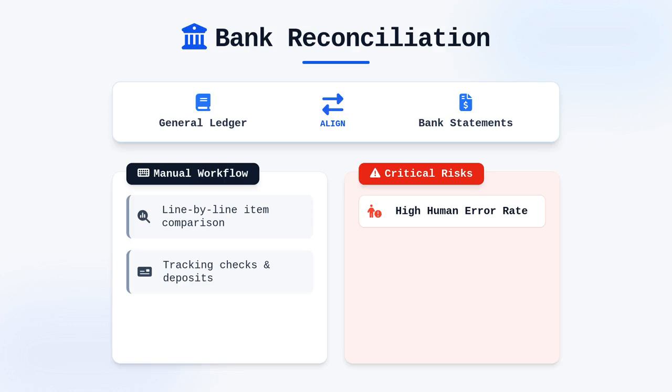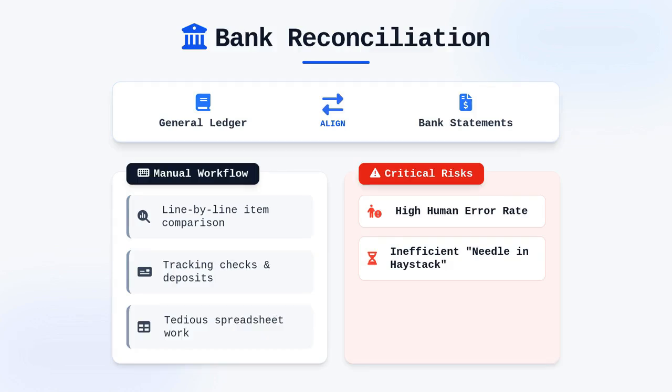The manual process requires significant human intervention, which introduces a high probability of data entry errors and omissions. Furthermore, tracking down discrepancies in a manual system often feels like finding a needle in a haystack, requiring hours of tedious spreadsheet work. Organizations must therefore look toward more efficient methods to manage their cash positions effectively without consuming excessive internal resources.